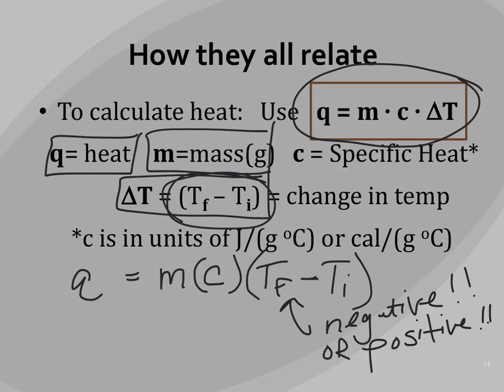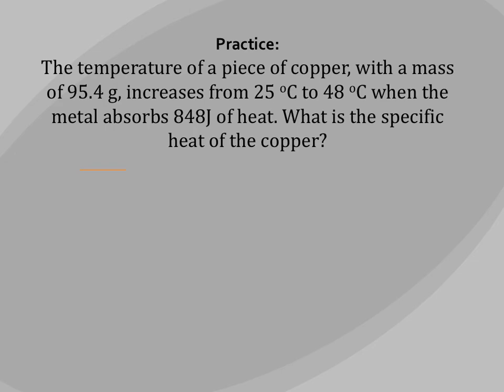All right, so let's see if we can use this equation, Q equals mc delta T, to start figuring out some information about different objects. Here's a practice problem where we can apply specific heat capacity and everything we've learned about thermochem so far. So the temperature of a piece of copper has a mass of 95.4 grams. So first of all, I'm just going to write down all the pieces of information I've been given. 95.4 grams. It increases from 25 degrees Celsius to 48 degrees Celsius.